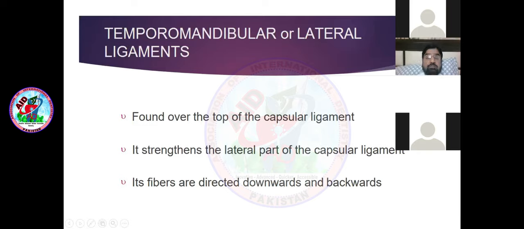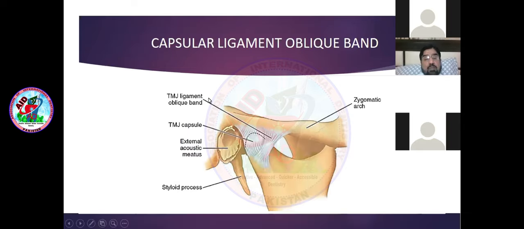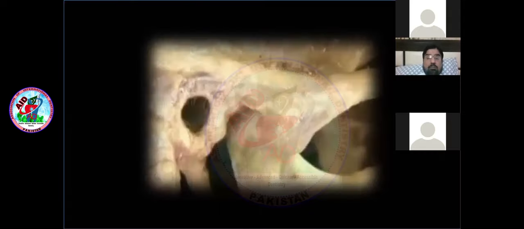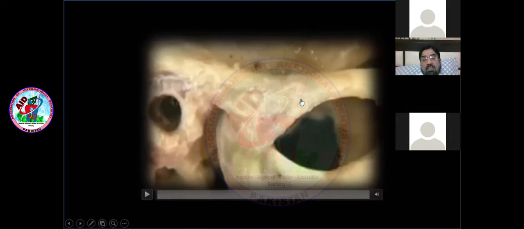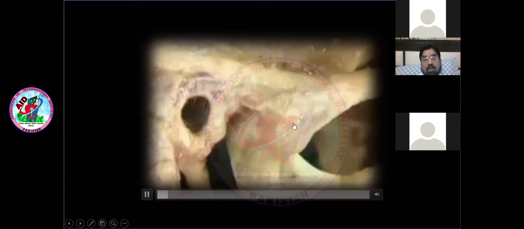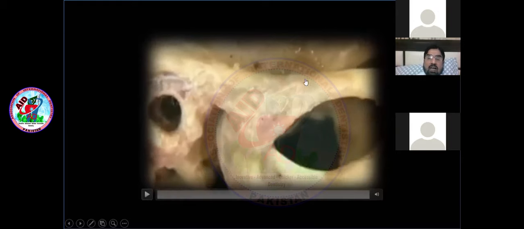I will just show the picture. This is the lateral ligament. These are the external acoustic meatus and this is the capsule. This is the zygomatic arch, that is the styloid process, and here you see the temporomandibular joint oblique ligament, attached superiorly to the zygomatic arch and inferiorly to the inferior aspect of the neck of the condyle, and that is called the temporomandibular joint oblique band. Look at this, and you see that portion right here. This is the lateral oblique ligament. Again, you see, I play it again. This is the joint when open. This is the area of the lateral ligament, which is attached right here.